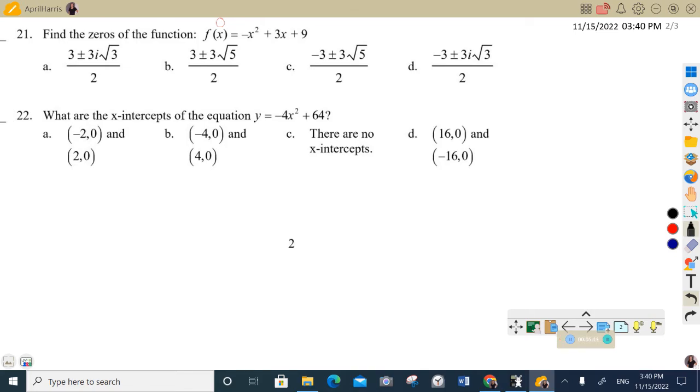So 0 equals negative x squared, so a is going to be negative 1, b is going to be positive 3, and c is going to be 9. And you need to know the formula for the test. You got to have it memorized. x equals negative b plus or minus the square root of b squared minus 4ac all over 2a. And everywhere you have a variable, you're going to put parentheses.